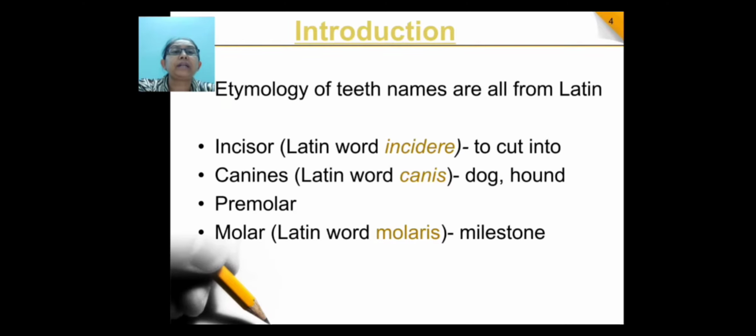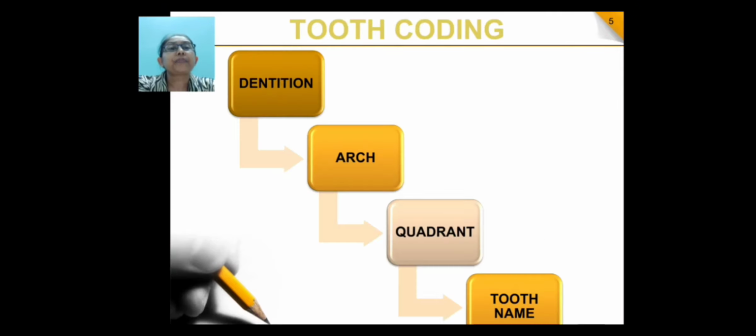Here we all know that the incisors are used for incising, whereas canines are the most prominent teeth, whereas molars have the ability to chew the food. So with this basic concept and the terms that are used, let us come to something called tooth coding.